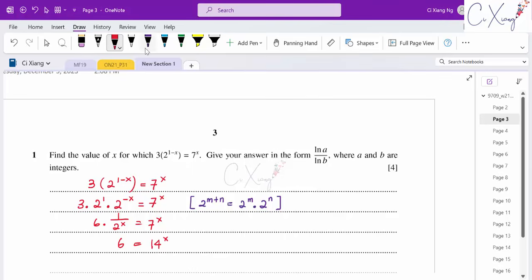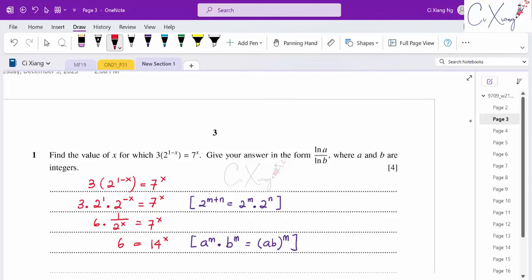So again, from this step, what is the property of indices that we are using? Basically, we are using the property where if I have a power m multiplied with b power n, which means that both of these numbers have the same power, you can combine them to become a multiplied with b, all to the power. So I have 2 power x multiplied with 7 power x, right? They have the same power. Therefore, I can multiply 2 with 7 together to become 14.